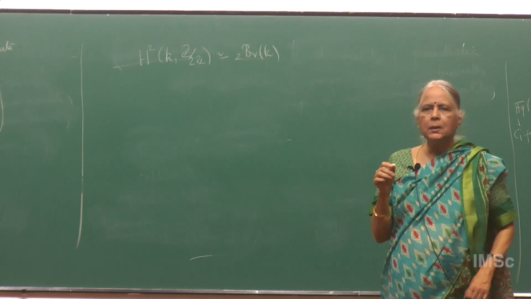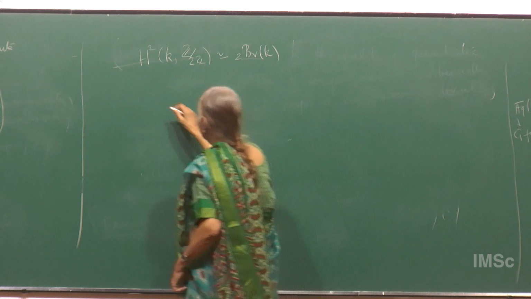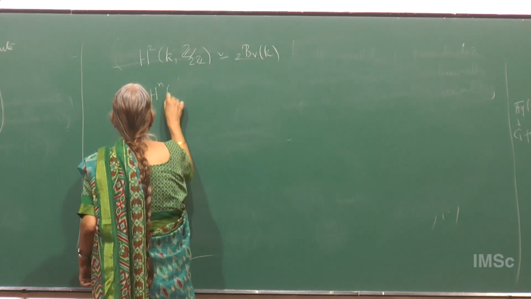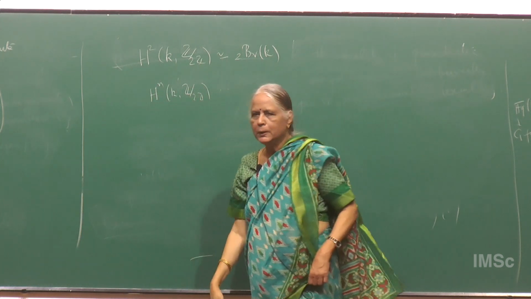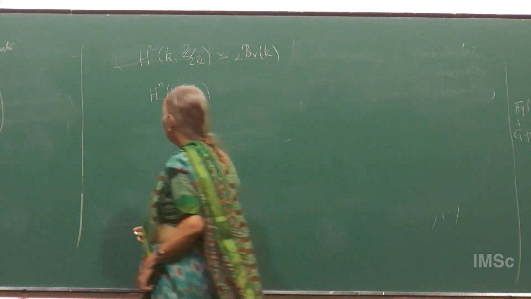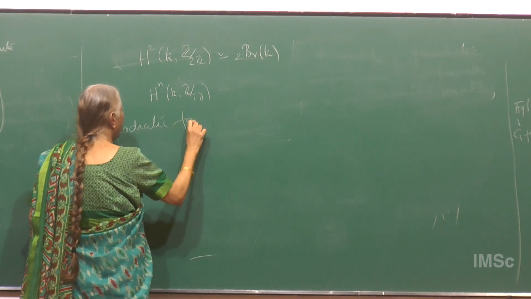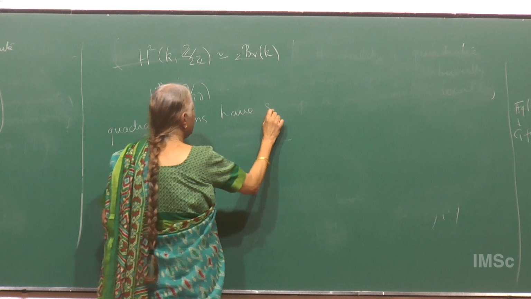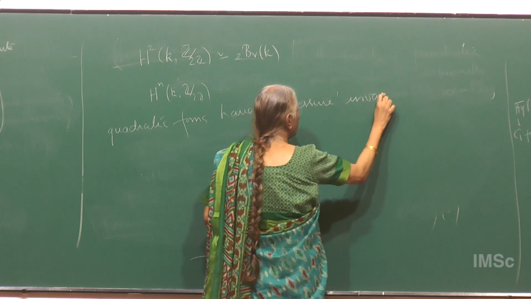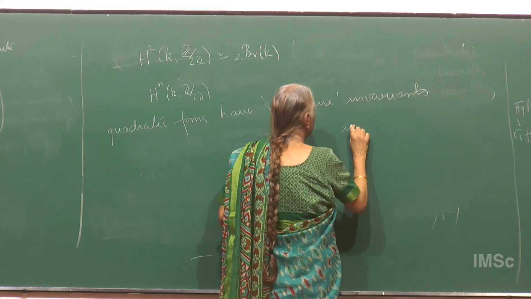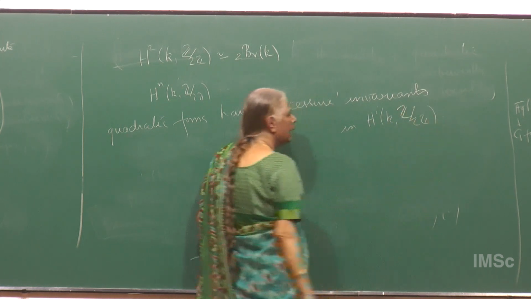Two torsion means elements for which 2 times the element is 0. That is the two torsion subgroup. So the H2 is the two torsion subgroup, and in a similar way Hn of K, Z mod 2Z. You can have the higher cohomology groups, and I want to say that quadratic forms have successive invariants. I will describe what I mean by successive invariants in Galois cohomology, in Hi of K, Z mod 2Z. So what do I mean by this?